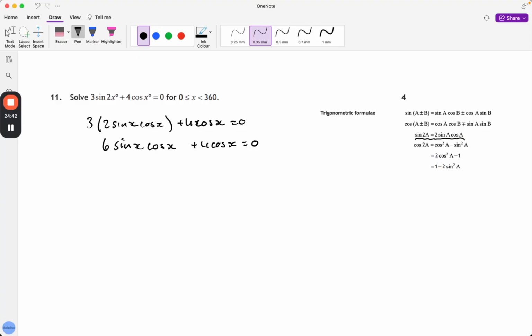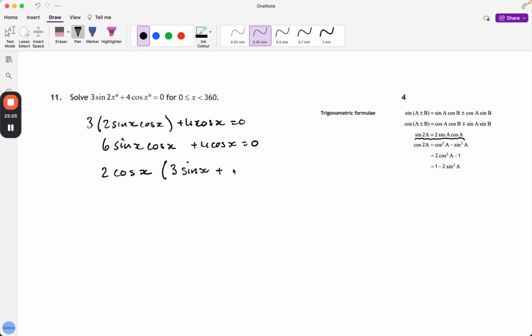or you want to think about taking out a common factor. And so you'll notice that we can take out a common factor of 2, because 2 goes into 6 and 2 goes into 4. And then both of these terms also have a cos x in them. So I can actually take 2 cos x out as a common factor. And when I do that, it leaves me with a 3 sine x here, just because 2 cos x times 3 sine x will give me my 6 sine x cos x.